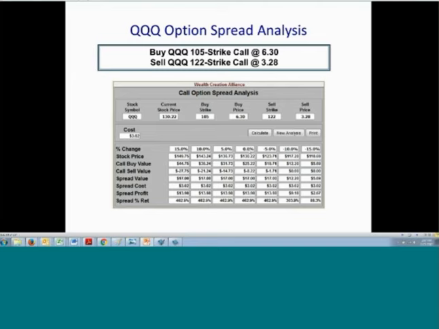So if QQQ is flat, we'll have a $1,300 profit. If it goes down 5%, we'll still have a $1,300 profit. If it goes down 10%, we'll have a $918 profit. And if it goes down 15%, we'll have a $267 profit. So in this example, the QQQ could even go down 15% and we would still profit.